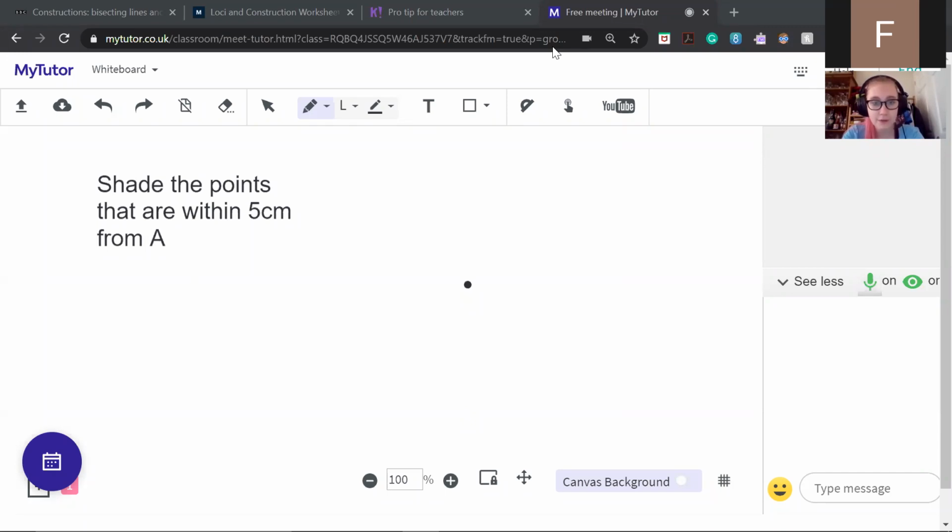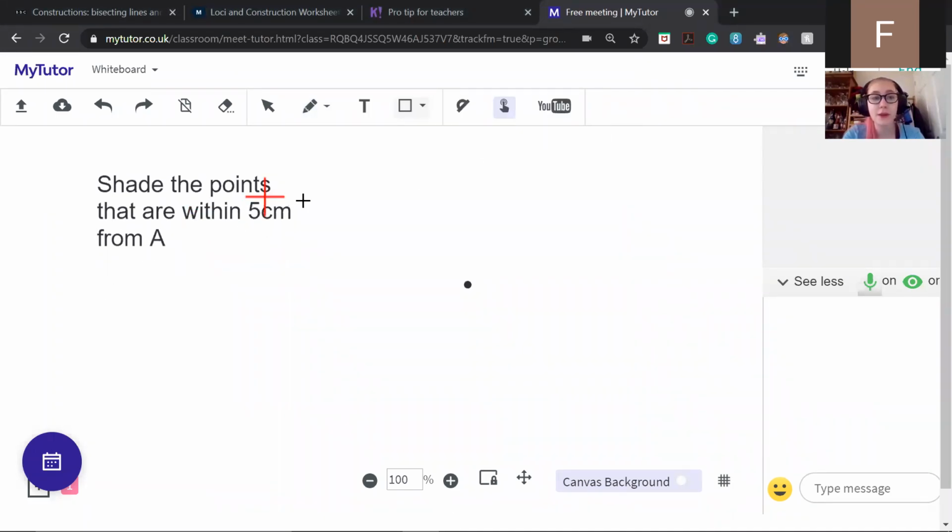Yeah, a couple of people have already got it. For this one, it's going to be a circle of radius 5 centimeters. That's because, for now, let's forget about the within and just think about the points that are exactly 5 centimeters from A. Obviously this is going to be difficult because I don't have a ruler, so it's not going to be precise, but you'll get the idea.